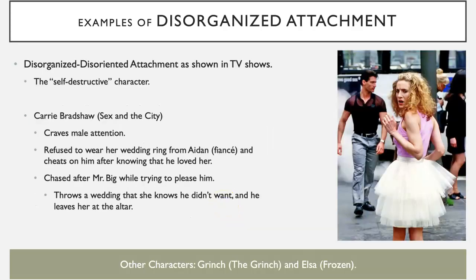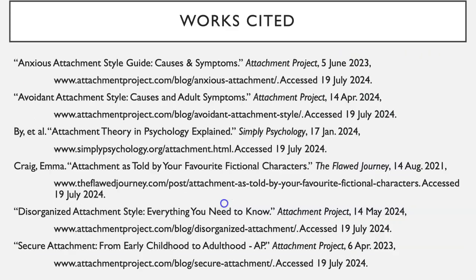A character with disorganized attachment is Carrie Bradshaw from Sex and the City. She's a self-destructive character, craves male attention, but does things like refusing to wear her wedding ring after knowing he loves her, and she cheats on him. She's chasing after Mr. Big the whole show, and then ultimately throws a wedding that she knows he doesn't want, and he leaves her at the altar. Some other characters that show this are the Grinch and Elsa from Frozen.